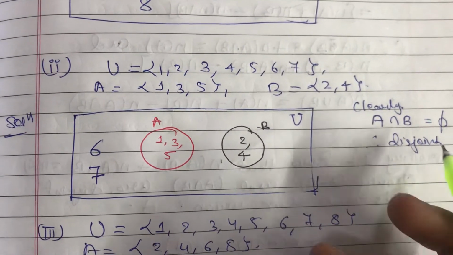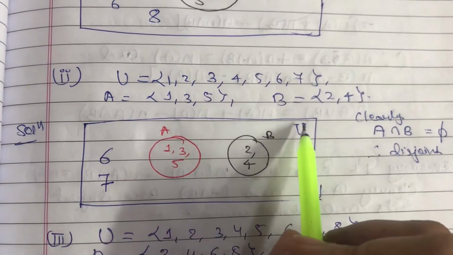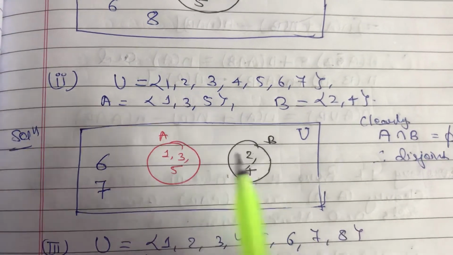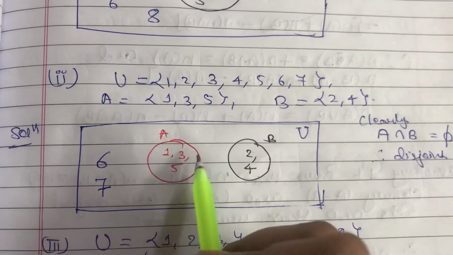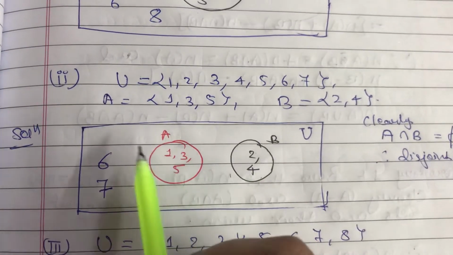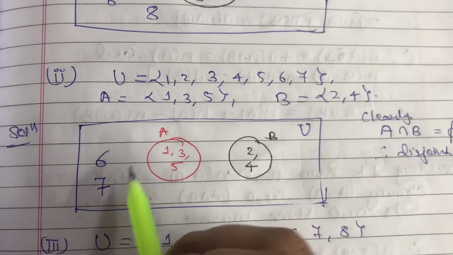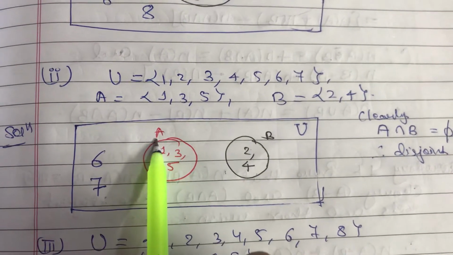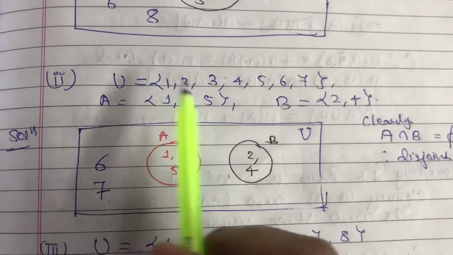In case of disjoint sets, how to represent? We represent using two separate circles. So I have represented it like this. U is my universal set by a rectangular block. Black represents set B with elements 2 and 4 inside it. The red circle represents my set A with elements 1, 3, 5, and 6 and 7, because 1, 2, 3, 4, 5 I have already represented. There is no repetition of elements. So only the left out elements are 6 and 7. If I have to reconvert it into the universal set, then you will be writing all the elements because set A is a subset of the universal set. Set B is a subset of the universal set, right? So definitely you have to write like that.